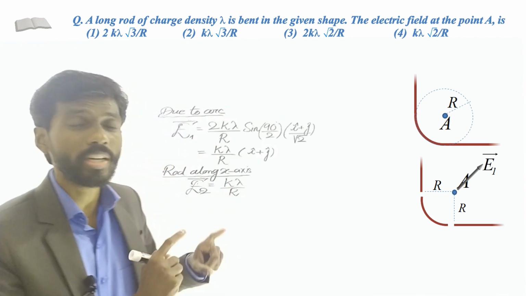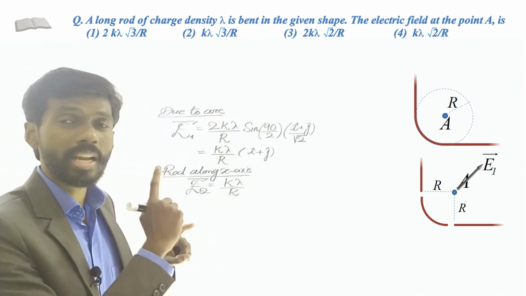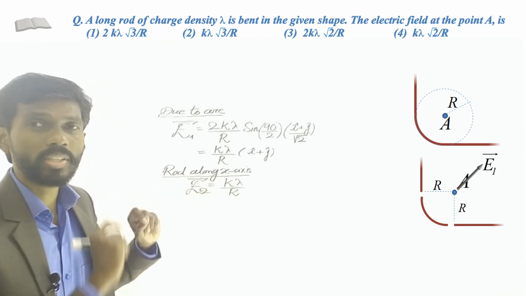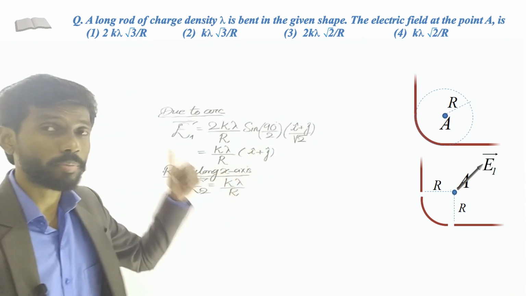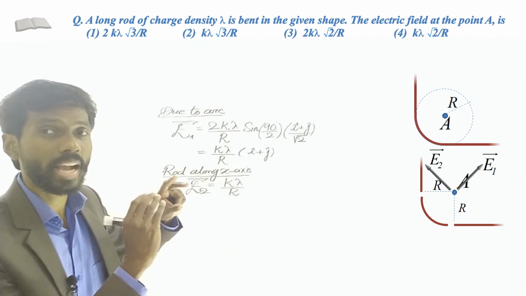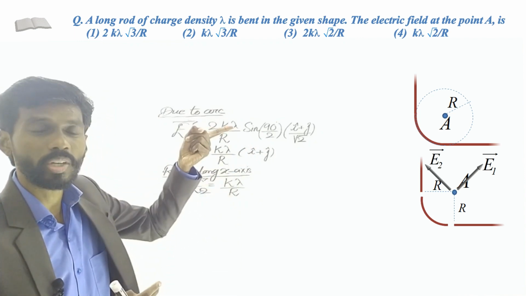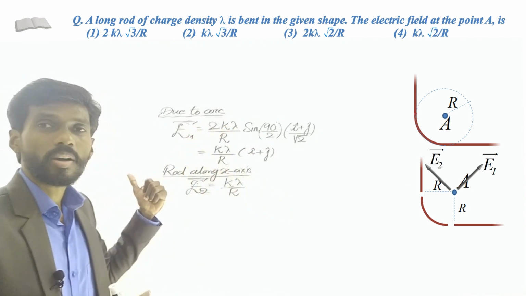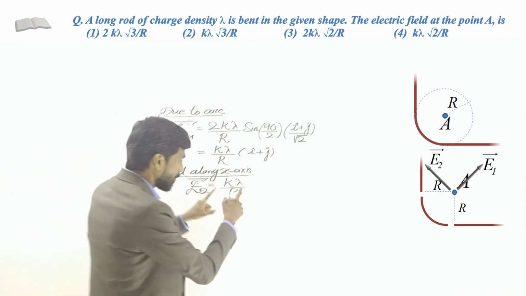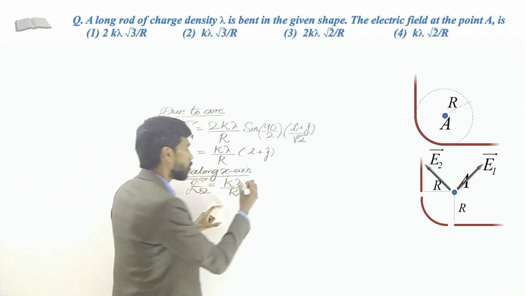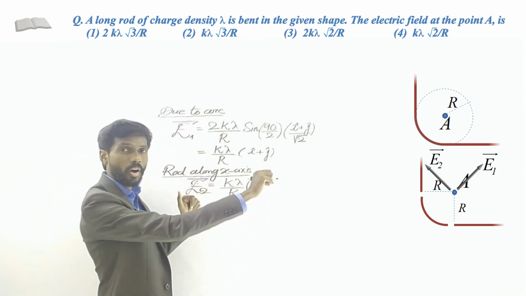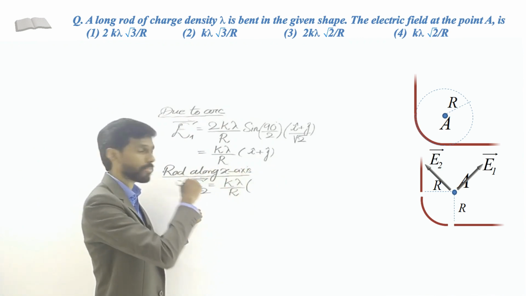That is the magnitude of the electric field components in both the vertical and horizontal directions. But it's a positively charged rod, which means the electric field will be away from the rod, making an angle of 45 degrees. So one component is vertically upward, one in the horizontal direction, with the same magnitude for both. The horizontal one is in the negative x-axis direction, so minus i cap.